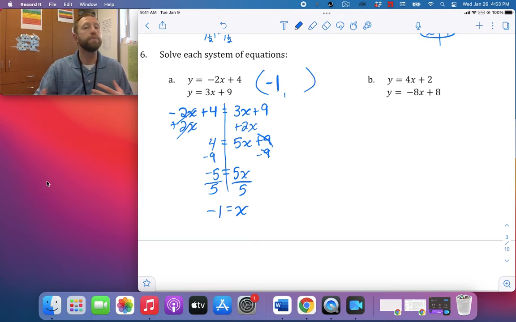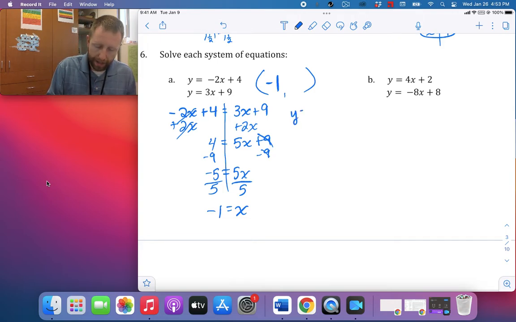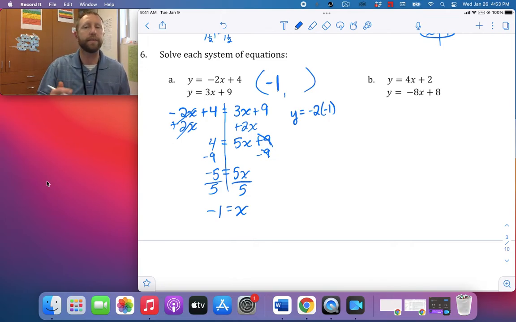So what do you do? You put it in for one of the x's. Doesn't matter which one. You'll get the same answer. Okay, I'm going to use the top equation. So if the top equation says y equals -2x plus 4, I'm not going to write the x. Now we know what x is. X is -1, so I'm going to put in a little -1 there. It's not -2 times x anymore. It's -2 times -1, and then plus 4.